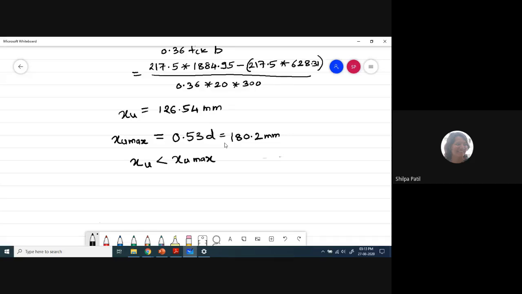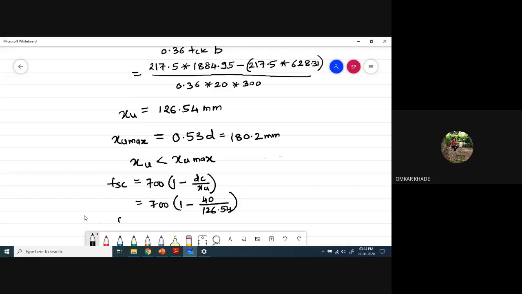For that, we have to find out FSC now, right? FSC is equal to, tell me the formula, 700 into 1 minus DC upon XU. Correct. So put the values here. It is 700 into bracket 1 minus DC, which is 40, divided by XU, which is 126.54. Find out the FSC value. 478.72.